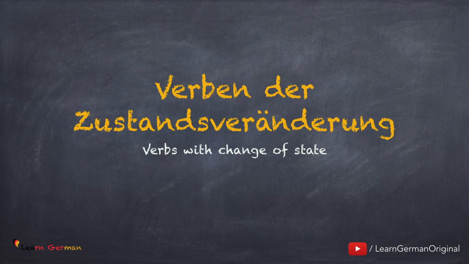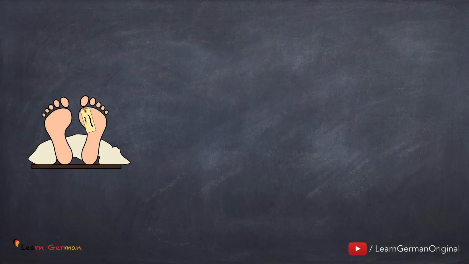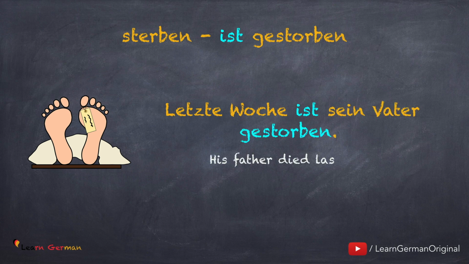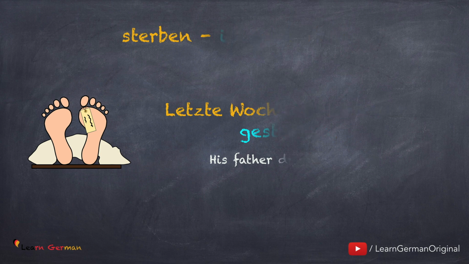Verben der Zustandsveränderung. The first verb is sterben, ist gestorben. Letzte Woche ist sein Vater gestorben. So here is a change of Zustand. He was earlier alive and now he's dead. Hence, you will use the verb sein as the Hilfsverb.